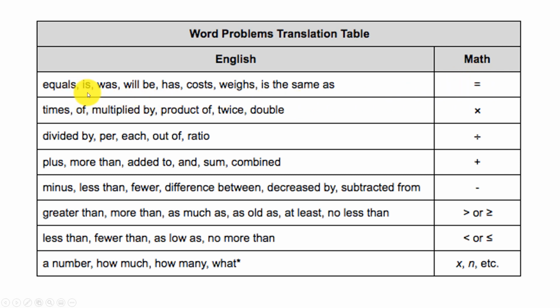Of course, that would be equals. Also is the same thing as. We've already talked about multiplication. Twice means you multiply it by 2. Double, you multiply it by 2. Product, you multiply. Times, of. Divide, per, divided by. Quotient, ratio. Addition, plus, more than. Sum, combined. Subtraction, minus, fewer than. Difference, decrease by, subtracted from.